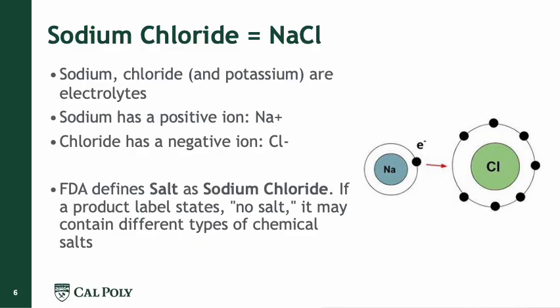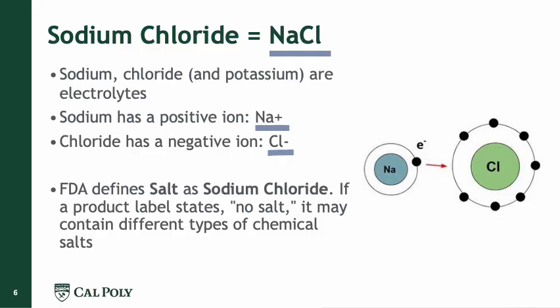So sodium chloride is equal to NaCl, which is the chemical formula. Sodium chloride and also, for example, potassium are electrolytes that are very important in our body. Sodium has a positive ion, and this is the formula, and it is called a cation because it's positive, and chloride has a negative charge, and that's why it's called an anion.